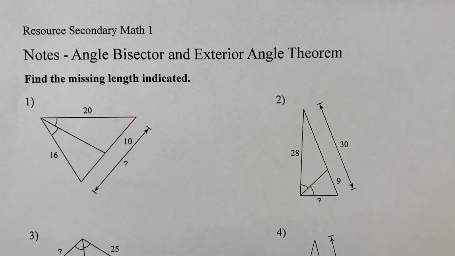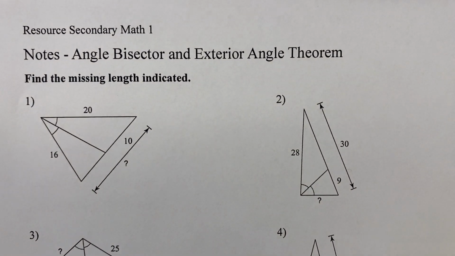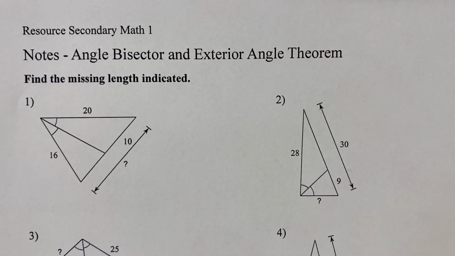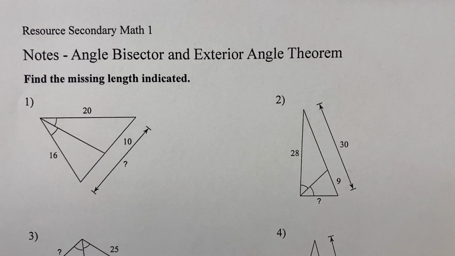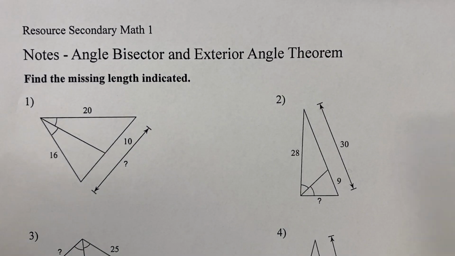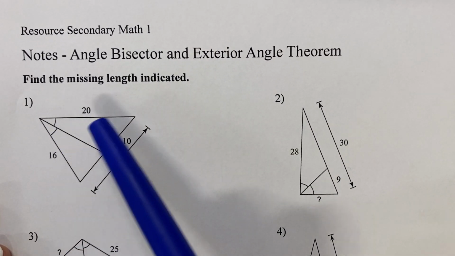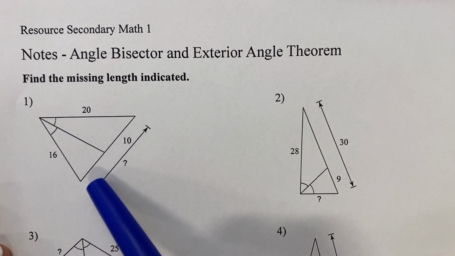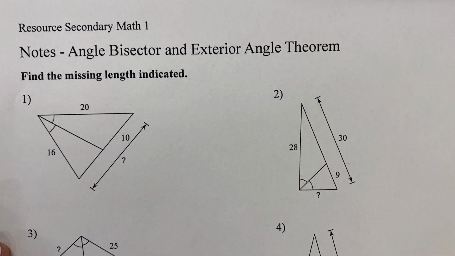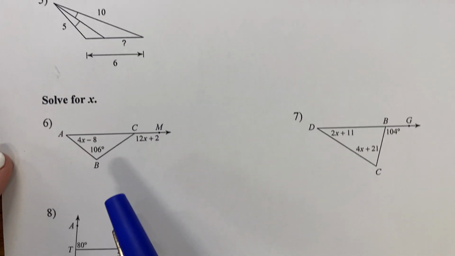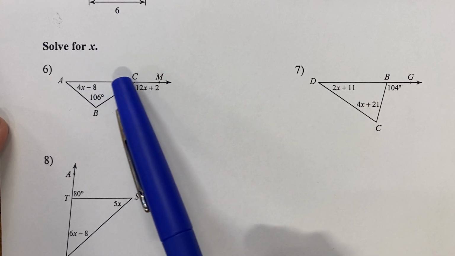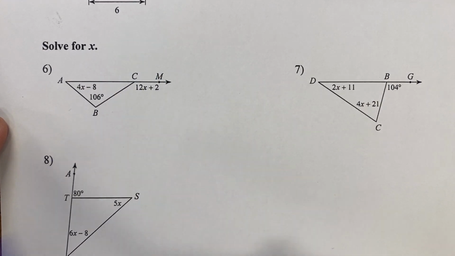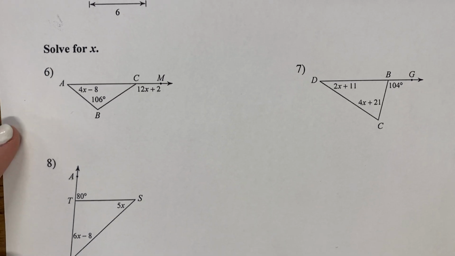All right, we are going to be talking more about the angle bisector and exterior angle theorems. So we're going to just practice this. We've already talked about what these theorems say. For the angle bisector theorem, we can set up proportions in order to solve for missing sides of triangles. And then the exterior angle theorem tells us that the two interior angles of a triangle are equal to that exterior angle. Okay, so just a little refresher.